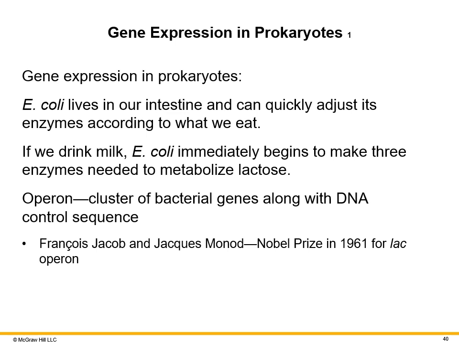For example, E. coli lives in our intestine and can quickly adjust its enzymes according to what we eat. If we drink milk, E. coli immediately begins to make 3 enzymes needed to metabolize lactose, which is the sugar inside of milk. An operon is a cluster of bacterial genes along with DNA control sequence.